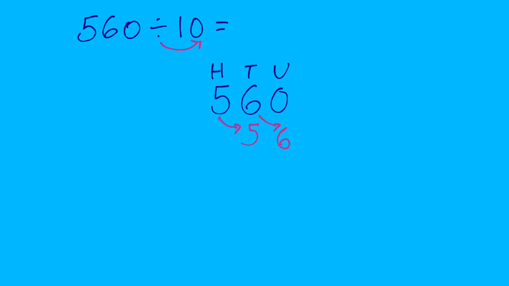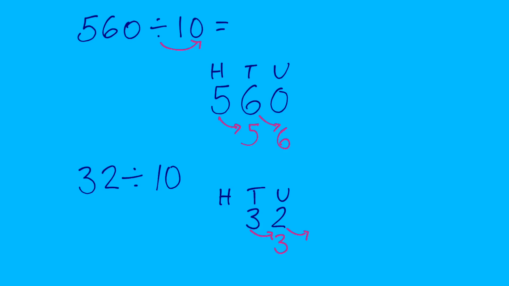Let's try a different question. Let's try 32 divided by 10. So we can draw our hundreds, tens and units again. Write the number 32 in the correct position. Now we're moving the digits 1 place to the right because we're dividing by 10, so we move the 3 to here, and then we move the 2. But this is not a 0, so it can't just disappear. We need to do something with this 2.